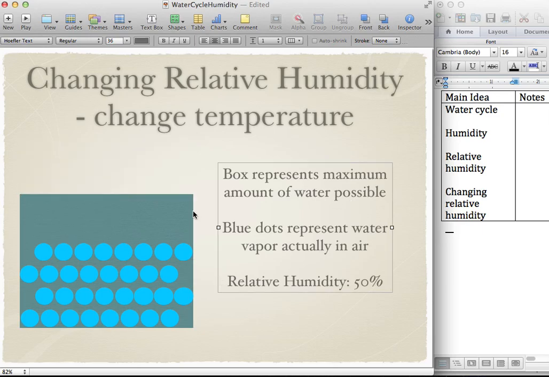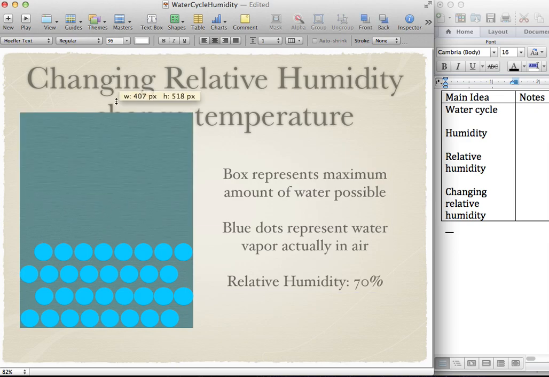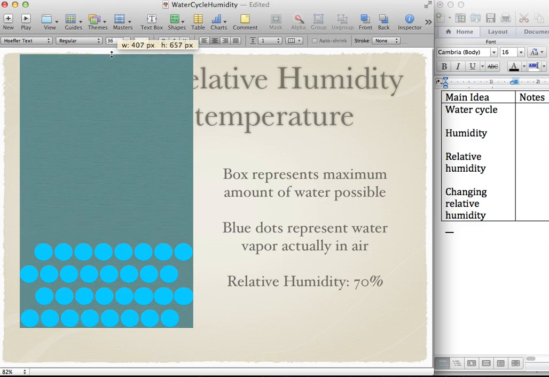So it gets a certain amount smaller. My relative humidity now, even though my amount of water hasn't changed, is probably closer to maybe 70%. Right? Because right now, this water is taking up 70% of the available space. If it were to get a lot hotter, the air would be able to hold more water vapor. At this point, I'm now closer to maybe 30%. The amount of water hasn't changed. I still have the same amount of water in the air. All that's changed is the amount of water that the air could hold. And so that's important to remember.